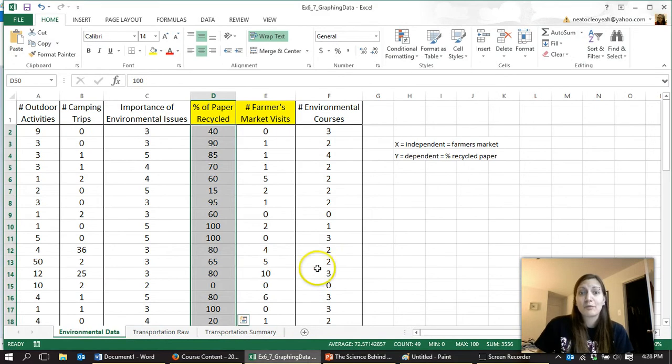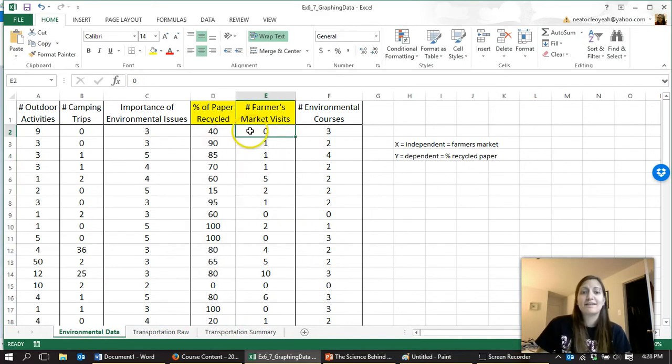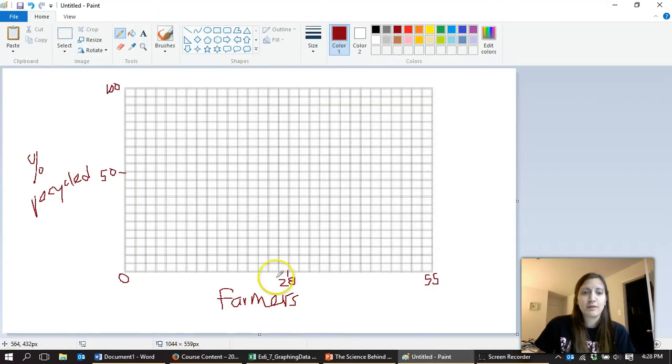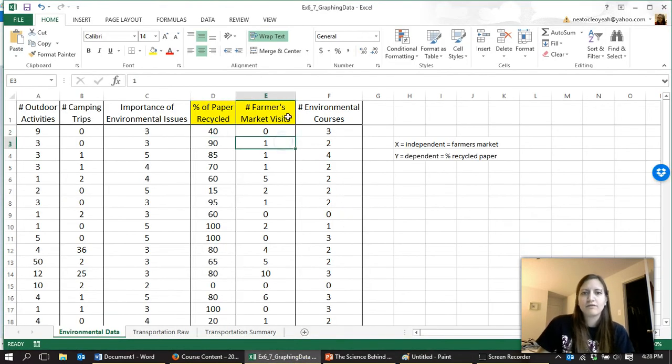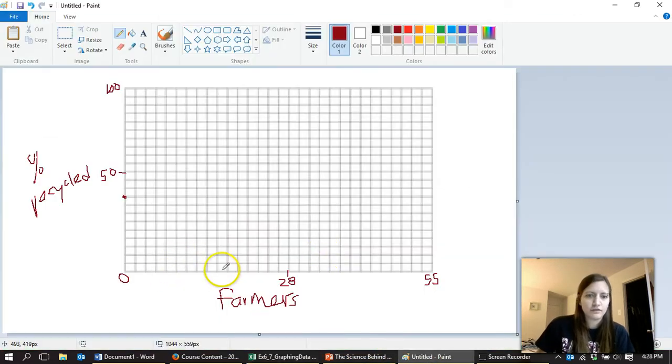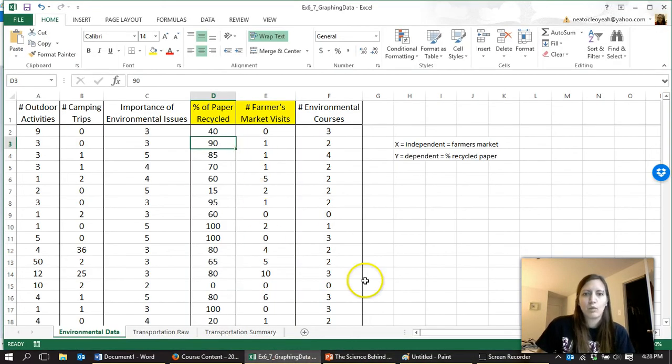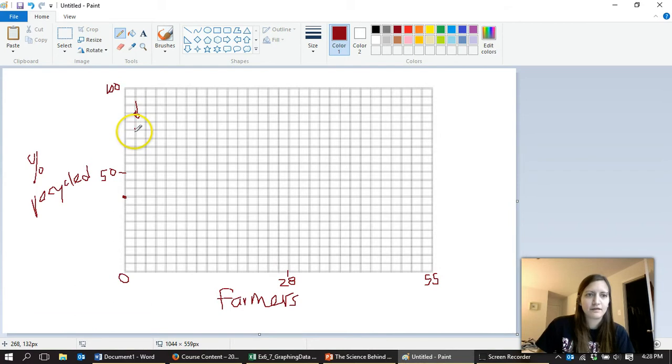And now you're just going to start plotting the points. So I know when I had 0 farmers market visits, we had 40% recycled paper. So here's 0 farmers market, and this is around 40. All right, next point. 1 farmers market visit, 90% recycled. So 1 is going to be around here, and 90. Got 1 and 85. And so on and so forth.